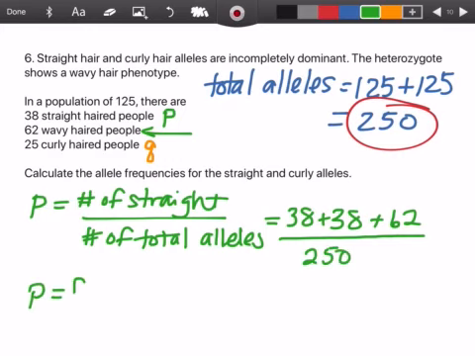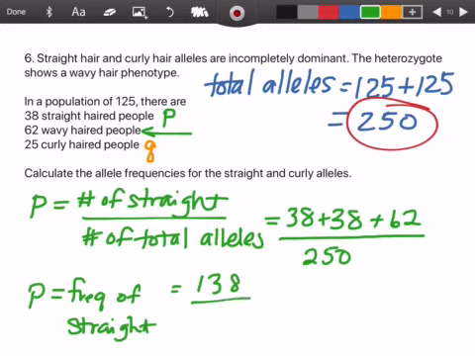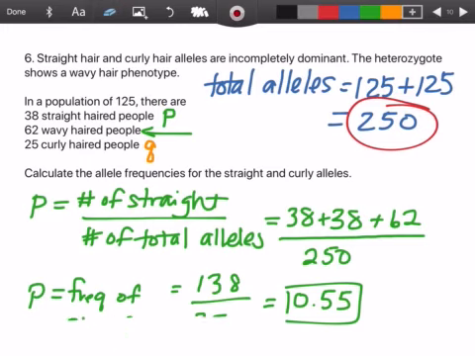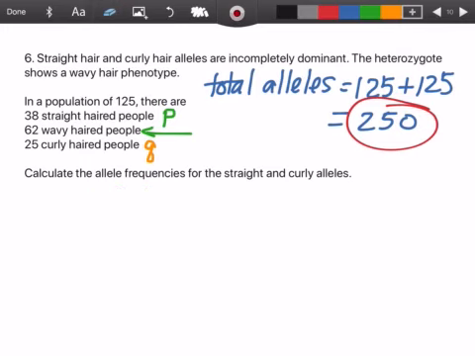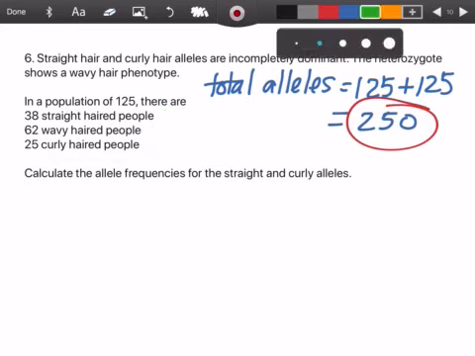So our p-value, or the frequency of straight-haired alleles, is equal to 138 divided by 250, or 0.55. Now, if you give me just a second to erase this, we'll calculate the Q alleles. So P is equal to 0.55. Now let's work on Q.